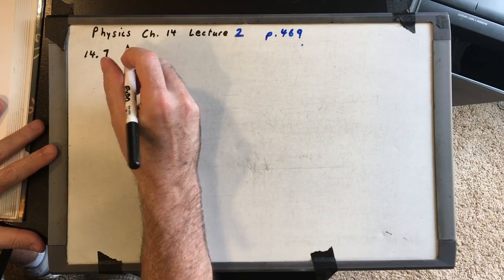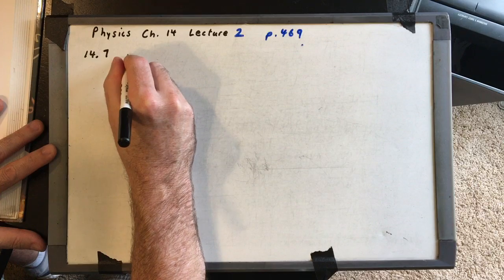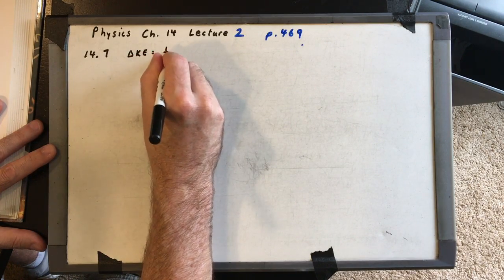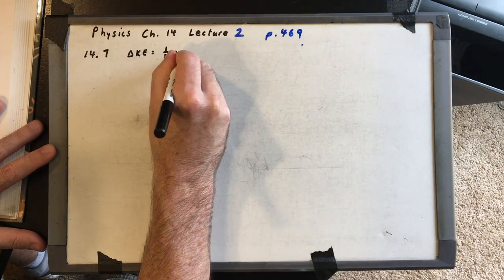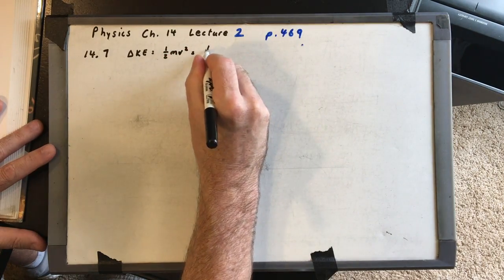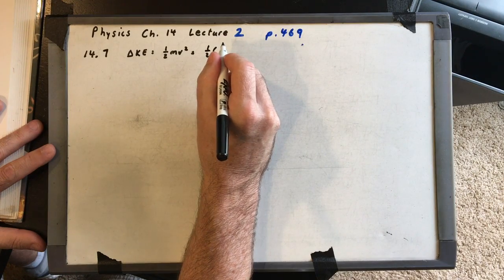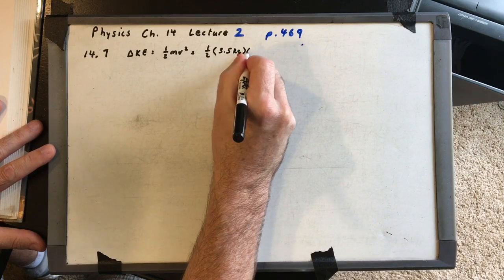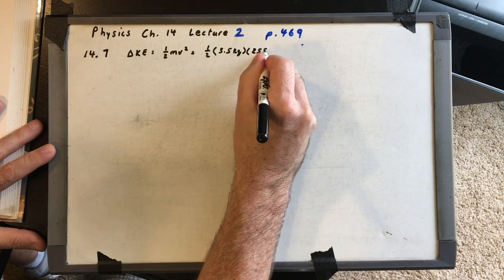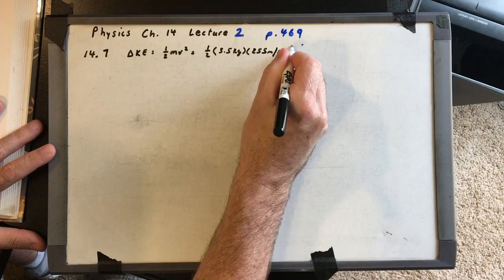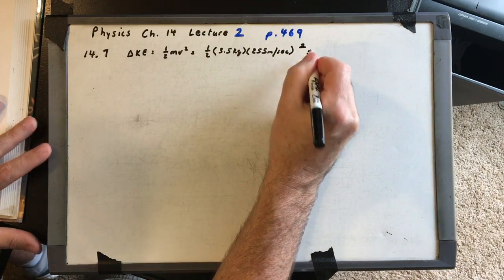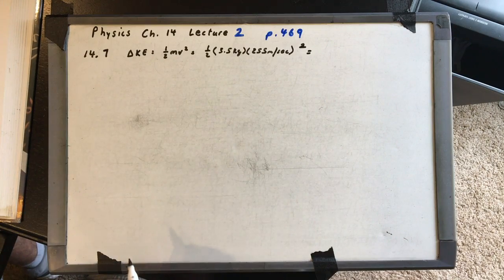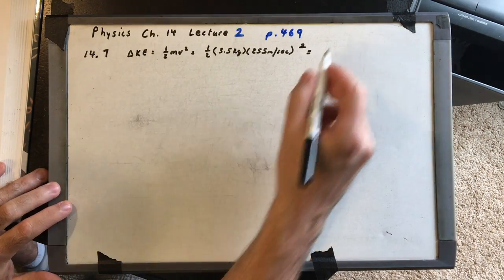Okay, if you're given velocity first, you can calculate kinetic energy. So we know that's 1/2 mv squared. So that'll be 1/2. The mass is 3.5 kilograms. And then velocity is 255 meters per second. Don't forget to square that. And when you do, you'll get 1.14 times 10 to the 5th joules.